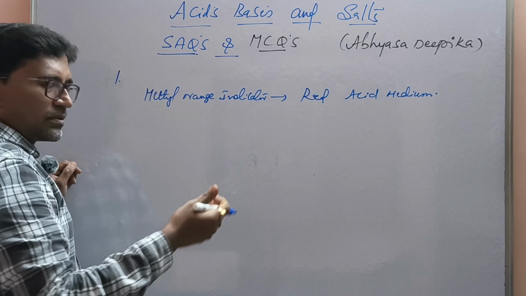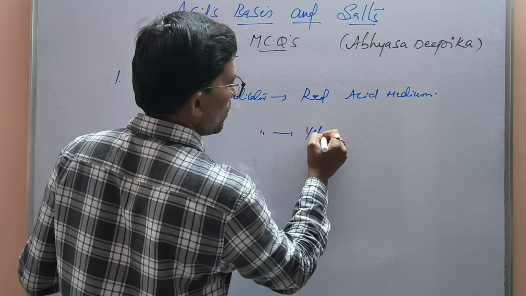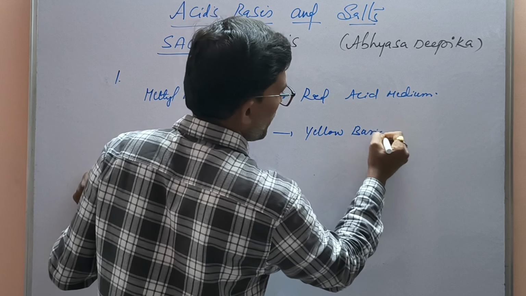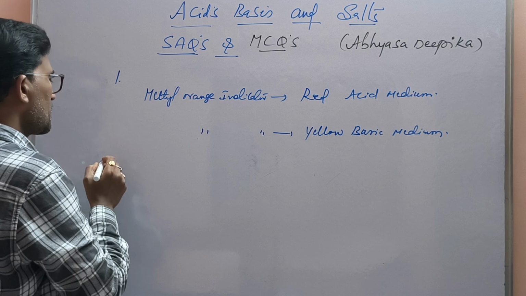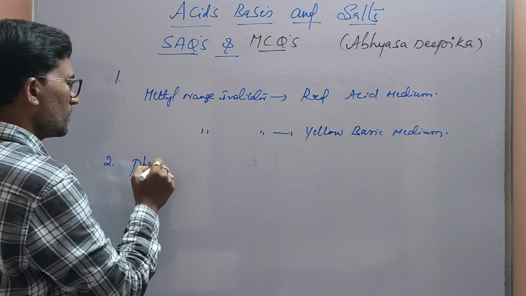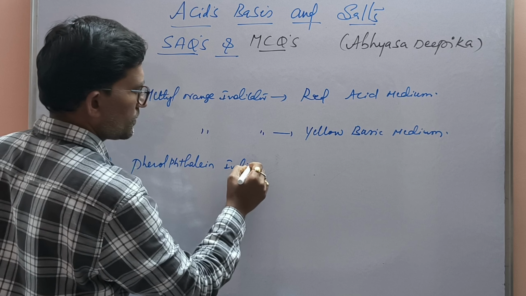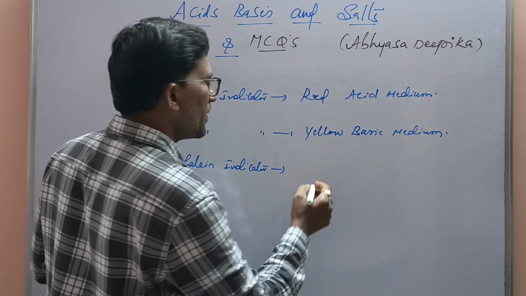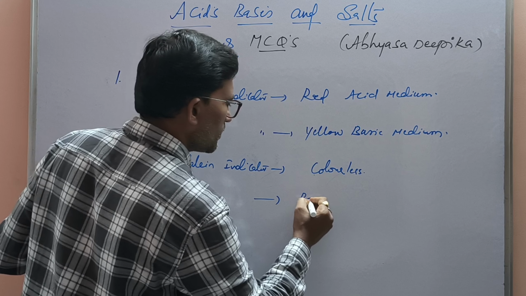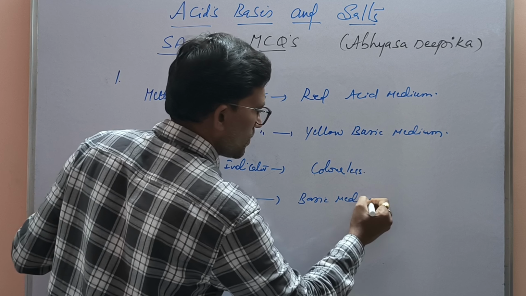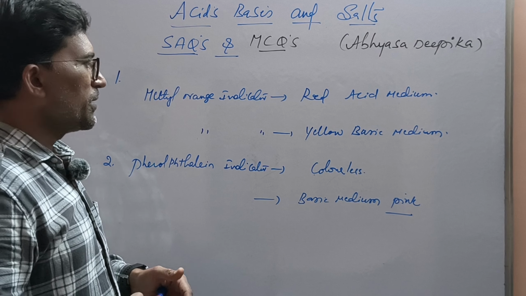Sir, what is the color in basic medium? Methyl orange indicator turns yellow in basic medium. Next, what is the color of phenolphthalein indicator? In acid medium it is colorless, whereas in basic medium it is pink. The question asked is only about acid medium, but I explained both.